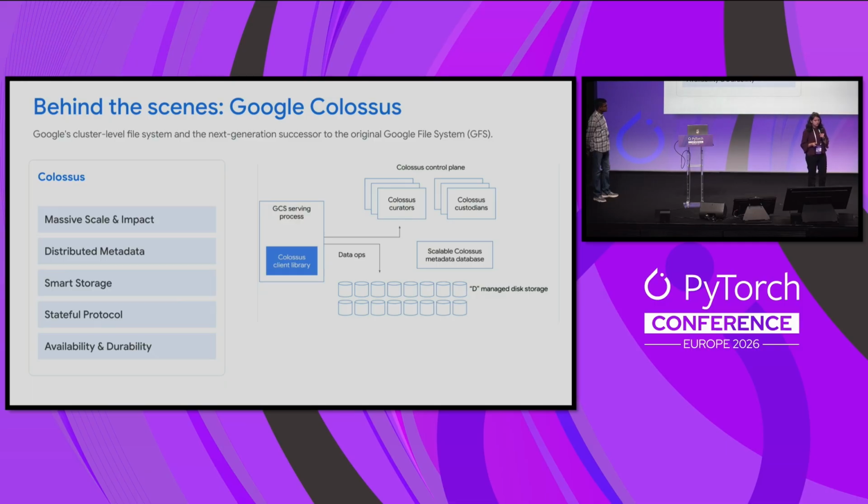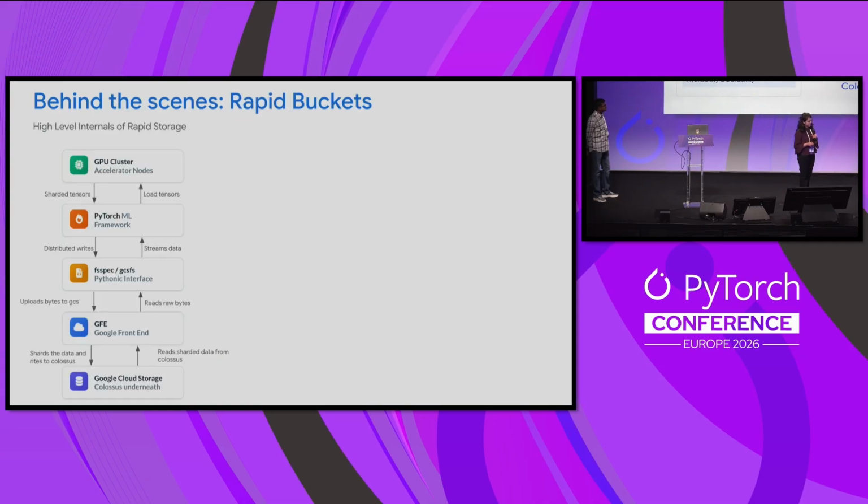Colossus also uses a stateful protocol instead of the HTTP stateless protocol, which is much higher performance than usual, giving that performance to our reads and writes. Now we are bringing all those Colossus APIs directly to GCS in the form of rapid buckets, or rapid storage.